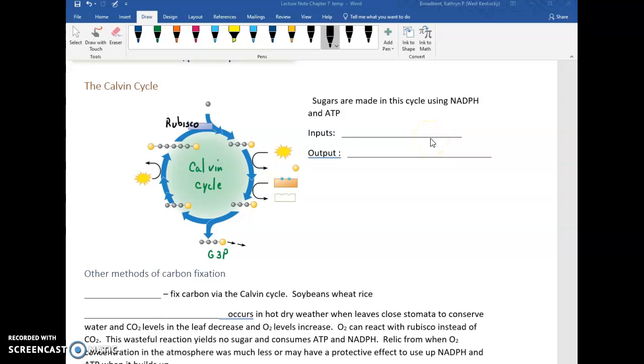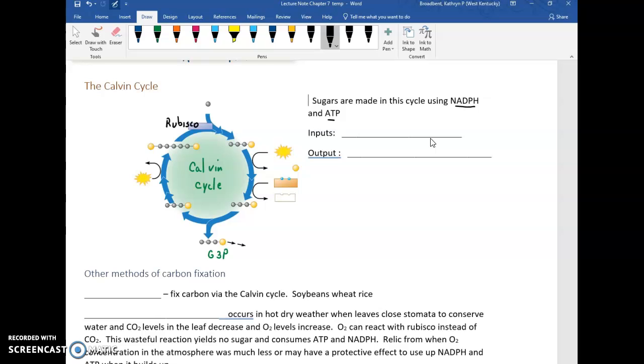So now let's look at the Calvin cycle. This is where the sugars are made. Using the high energy molecules NADPH and ATP, we're going to be able to make sugar. I wanted you to see this cycle because it looks so much like the citric acid cycle that we had in the last chapter. We find in nature that the same systems are used, the same solutions to the problems.